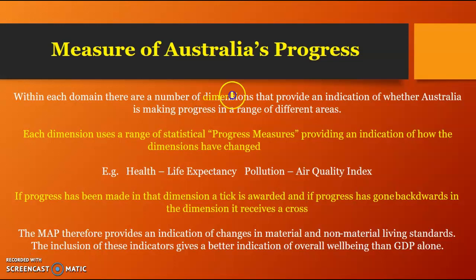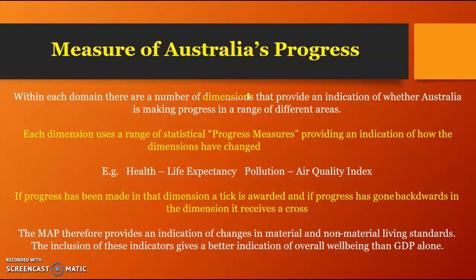So within each domain, there's a number of dimensions. And basically what it does is each dimension gets a tick if we've made progress in that area, a cross if we've gone backwards, and a question mark if there's a lack of data. So for example, within the health domain, we'd be looking to see if life expectancies have increased. And if they have, then that figure would get a tick. For pollution, we'd look at air quality index to see what the quality of air is like.